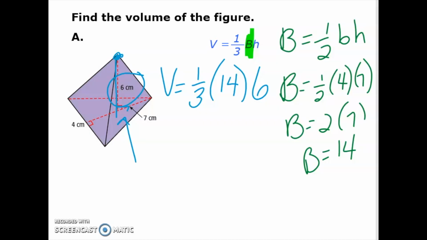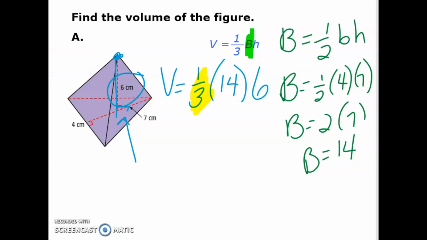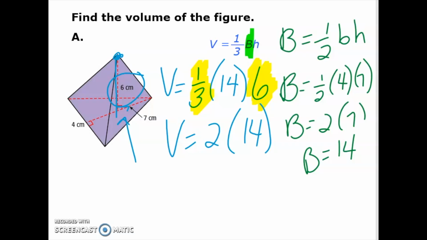we know in decimal form is a repeating decimal. So I always try to multiply 1/3 times either of the numbers if it is a factor of 3. That makes it really, really easy for me. So I would do the 1/3 times 6 first, which would be 2. And then I have 14 times 2 is 28. And again, we're in cubic units.